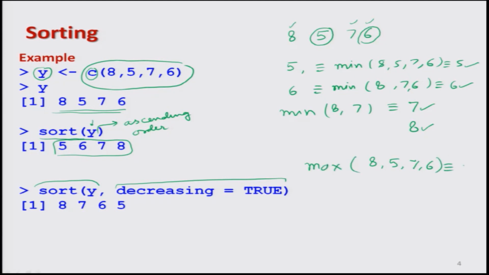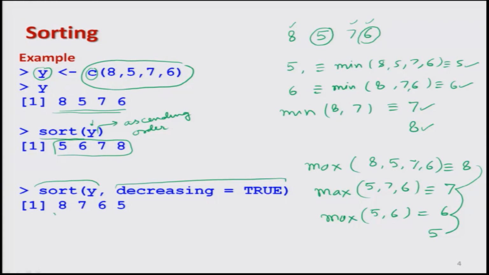The maximum here is 8. Then out of the remaining values 5, 7 and 6, it will find the maximum value, and this comes out to be 7. Then from the remaining values 5 and 6, it will find the maximum value, and this comes out to be 6, and the remaining value is now 5. So, the sequence in decreasing order becomes 8, 7, 6 and 5, which is denoted here.